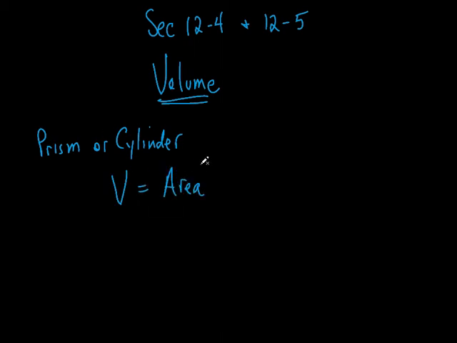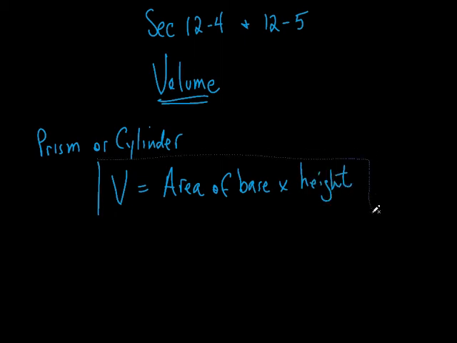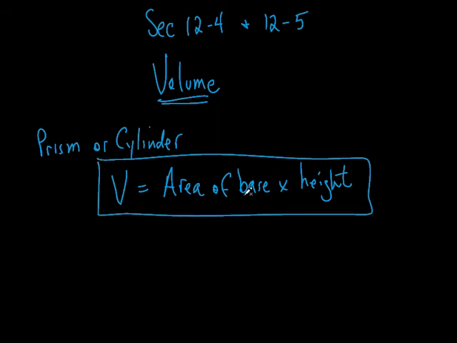So the volume of a prism or a cylinder is just this. It's very similar to what we've done before. It's the area of the base times the height. And that's it. That's the volume of a cylinder or a prism. Prism or cylinder is the area of the base times the height.